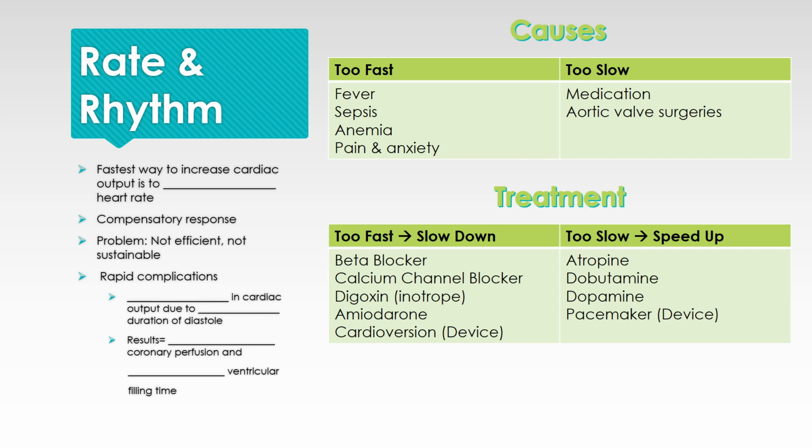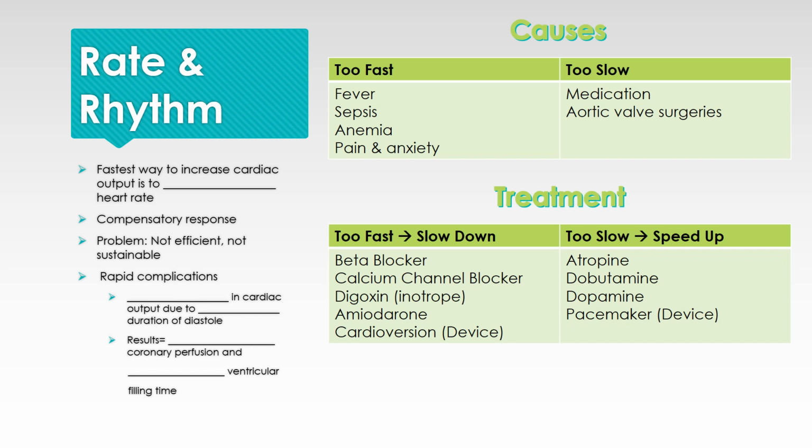Digoxin is used in atrial fibrillation. And what's nice about digoxin is that you can slow down the heart rate but not affect the blood pressure. Amiodarone is an antiarrhythmic drug, another drug that we use in atrial fibrillation, but this is also a medication that doesn't impact blood pressure.